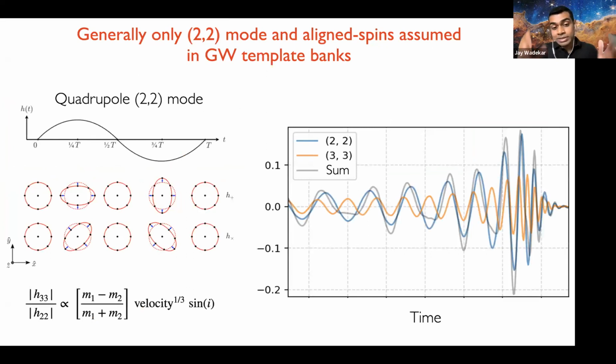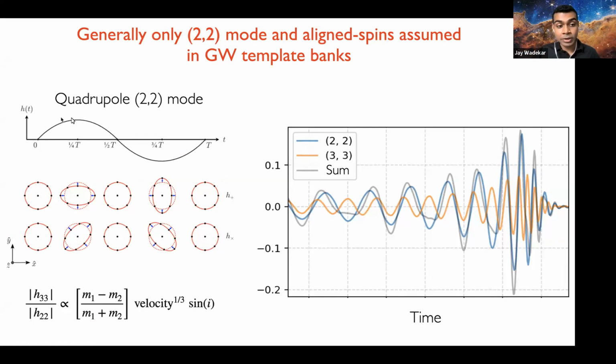So first of all, let me just give an overview. The quadrupole mode is the dominant mode in gravitational waves. When I say quadrupole and higher modes, you can think of these as spherical harmonics. The quadrupole mode has a frequency which is twice the orbital frequency.